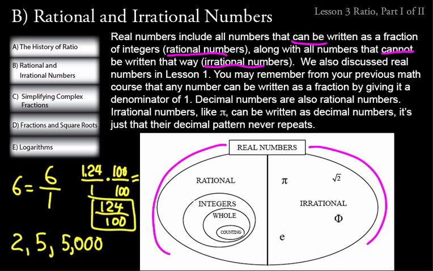Now irrational numbers, like pi, can be written as decimal numbers. It's just that their decimal pattern never repeats, as far as we know anyways. That's why they're called irrational numbers. We can't find a reasonable pattern that their decimals make. So the behavior of irrational numbers is one of the great mysteries of mathematics.